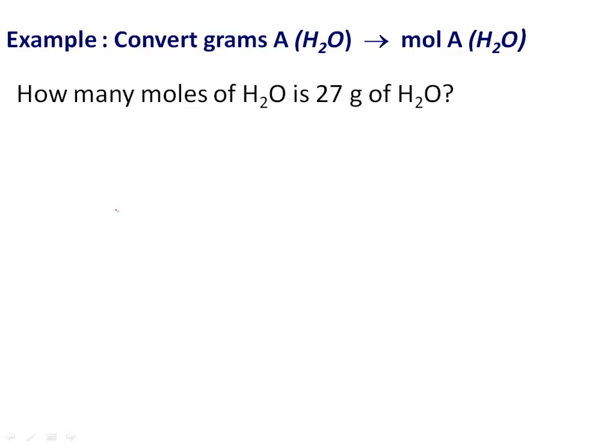So let's do an example. The first question says, how many moles of H2O, which we know is water, is 27 grams of H2O? So what it's asking us to do is to convert from grams of H2O to moles of H2O, right? So the first thing we need to do is find our molar mass, because remember, the molar mass is going to always allow us to convert from grams to moles, moles to grams. So in order to find the molar mass, we need to look on our periodic table.